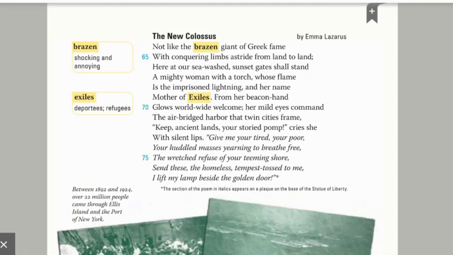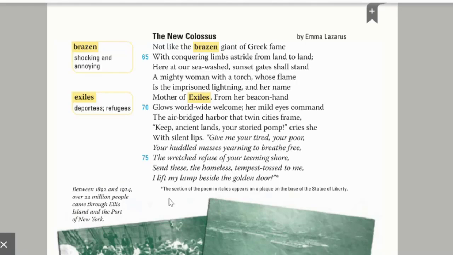Keep, ancient lands, your storied pomp, cries she, with silent lips. Give me your tired, your poor, your huddled masses yearning to breathe free. The wretched refuse of your teeming shore, send these, the homeless, tempest-tossed to me. I lift my lamp beside the golden door.